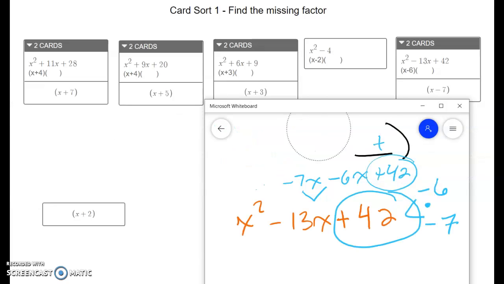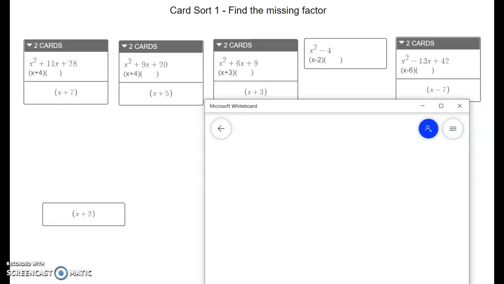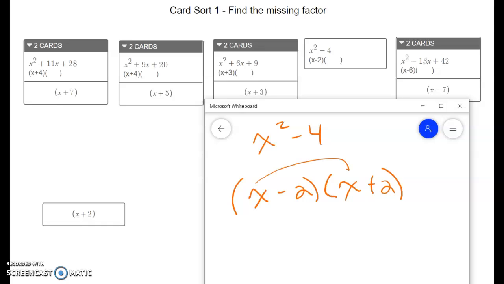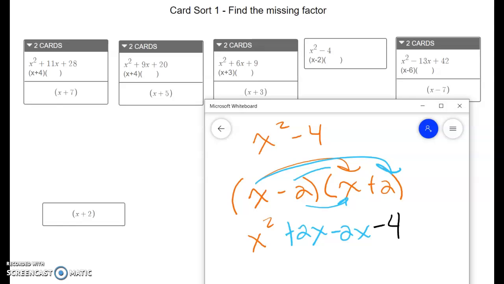Now for our last one. And this just takes practice. So I have x squared minus 4. Well, let's see. Obviously, I'm left with plus 2, but let's double check. So x squared, plus 2x minus 2x minus 4. Okay, so the negative 4 is right. No wonder there's no x's in the center, because look, 2x minus 2x cancels out, and I'm just left with x squared minus 4. Interesting.